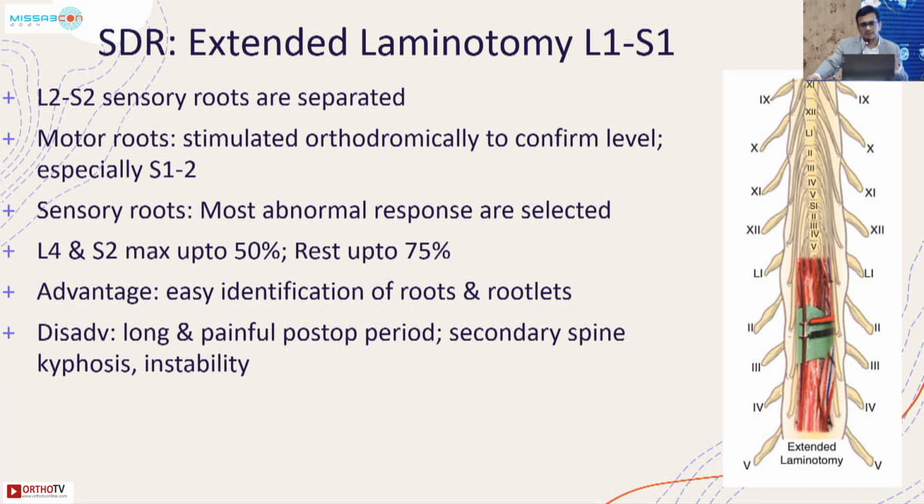patients, irrespective of the approach used, L4 and S2 are the two levels where caution has to be taken, and the section of those rootlets, those nerve roots, should not be done more than 50% because they are very important. L4 is important for knee stability, and S2 for hip stability as well as urinary continence.